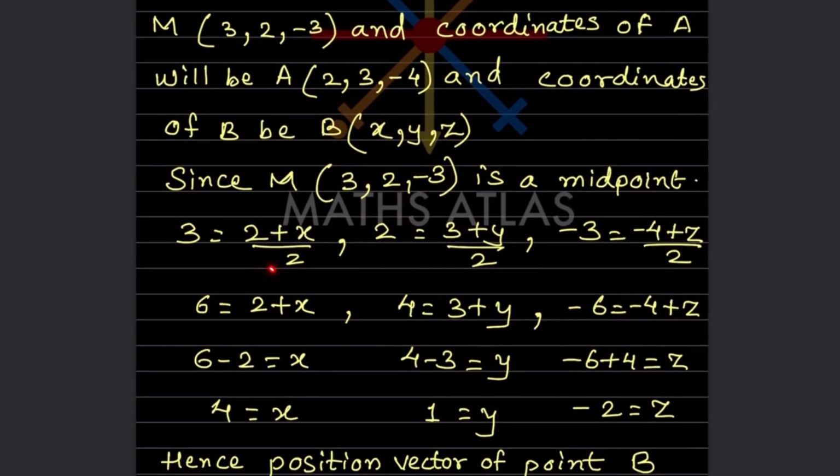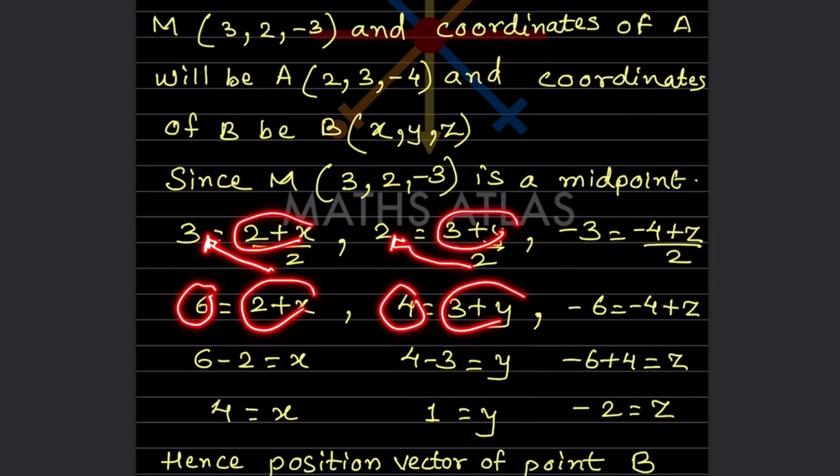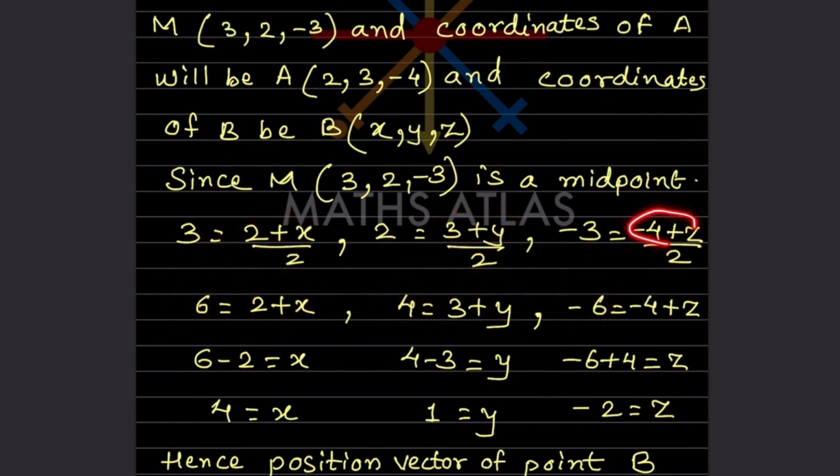So now we are just going to take this on this side, that is going to be 6, and this 2 plus x as it is. Again, this you will take on this side, means it is going to be 4, 3 plus y as it is. This will go here, means it is going to be -6. This will be as it is.